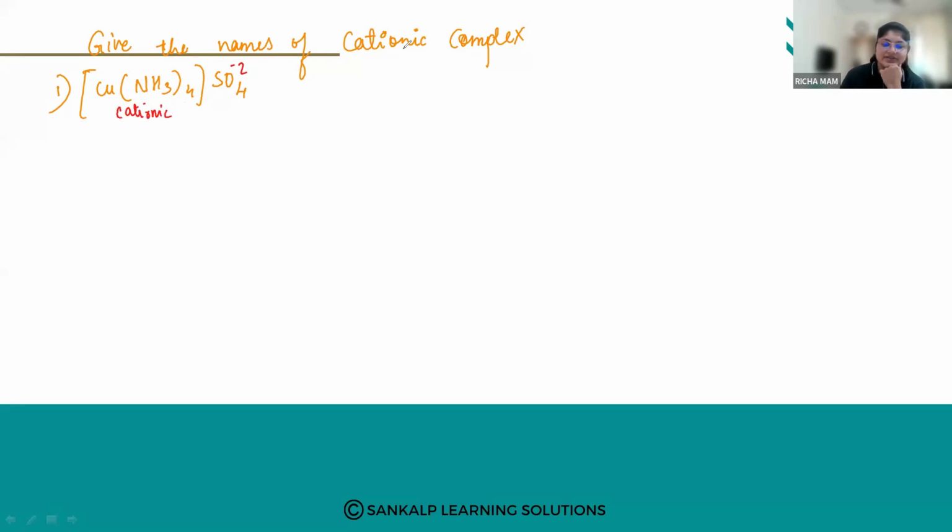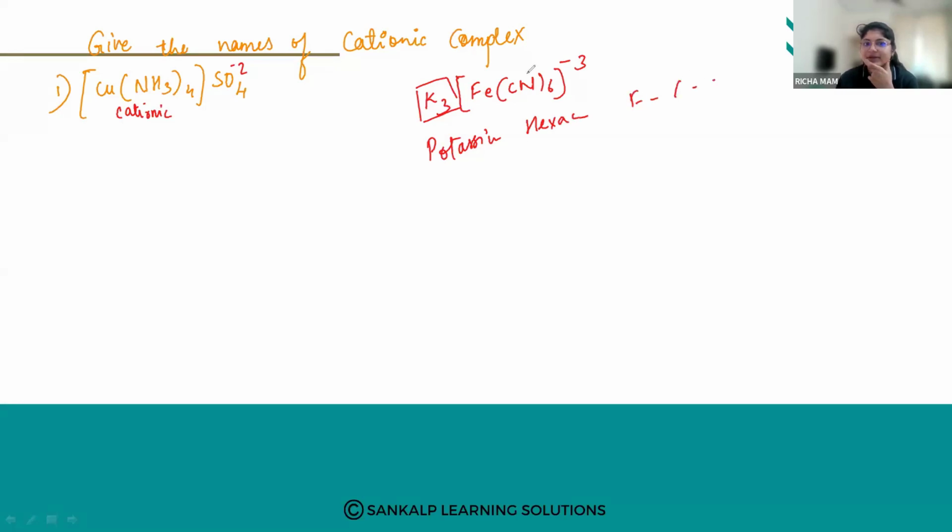If I see the previous example, K3[Fe(CN)6], our positive cation was potassium. So we wrote first potassium, and our negative was this. Then we write potassium hexacyanidoferrate(III), like that. The order is: first you have to write the name of the cation, then followed by the anion.